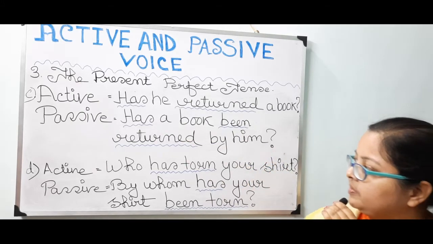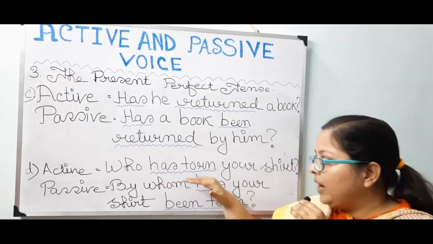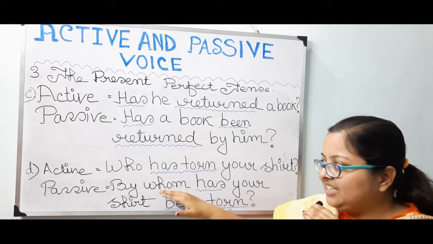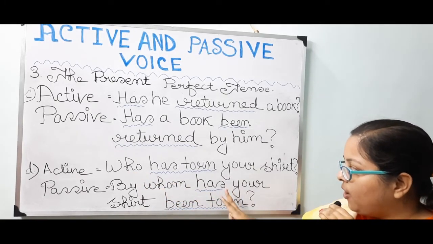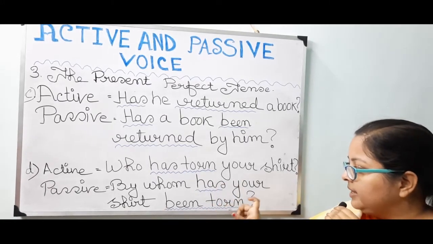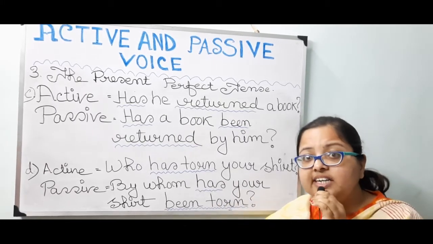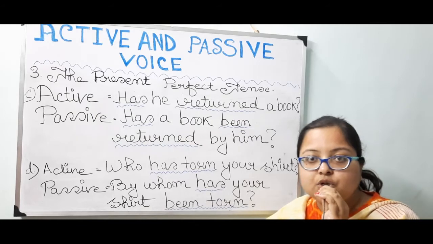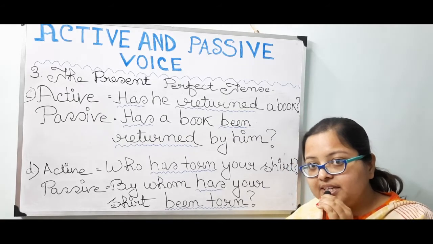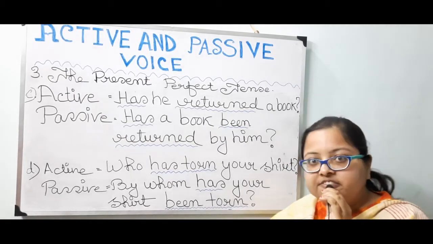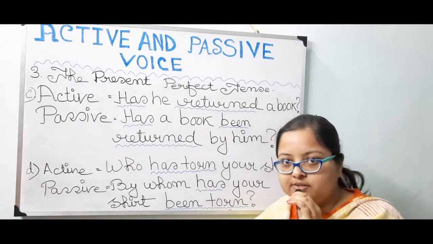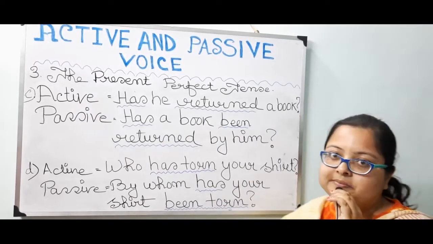Then question mark. Next one, active. Who has torn your shirt? Question mark. Passive. Now who is getting changed into by whom. Then according to the rule, has your shirt, then been, okay. Then the third form of the word tear, okay, which is torn. Tear, tore, torn. So over here we have to put the third form, that is torn. First form is tear, second form tore, and third form torn. So torn, then question mark.